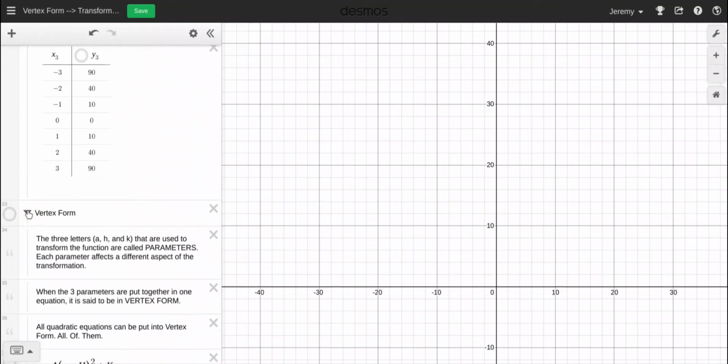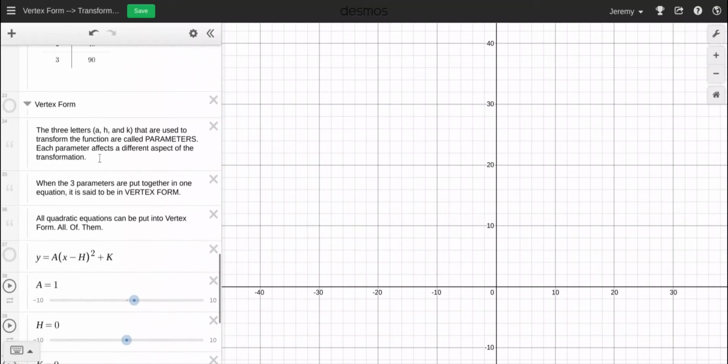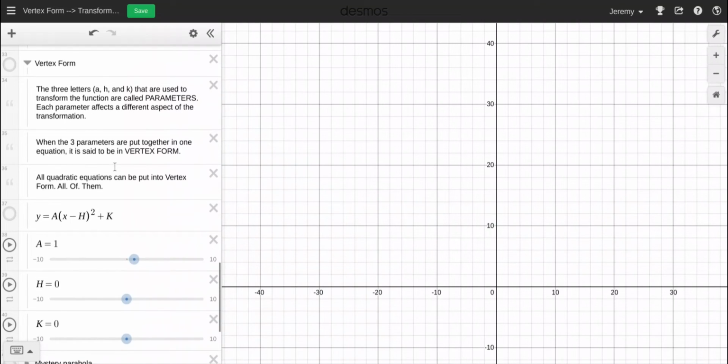Okay, wrapping it up. When you have these three things together, it's called vertex form. The three letters A, H, and K that are used to transform the function are called parameters. X and Y are the variables. The other letters are called parameters. Each parameter affects a different aspect of the transformation. When the three parameters are put together in one equation, it's called vertex form. So this quadratic is in vertex form. There we go.